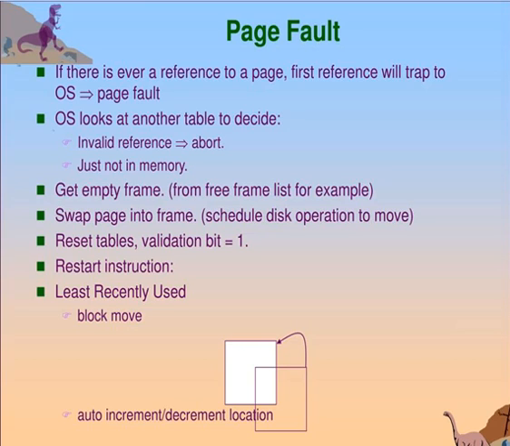A page fault can occur at any memory reference. If the page fault occurs on the instruction fetch, we can restart by fetching the instruction again. If a page fault occurs while we are fetching an operand, we must fetch and decode the instruction again and then fetch the operand. And we have a paging hardware here, and we will see how it works.